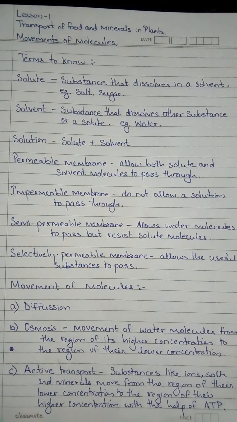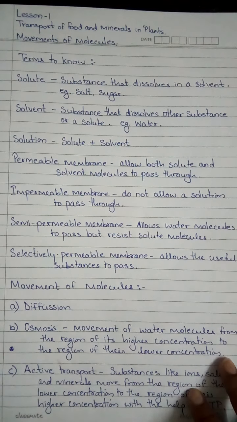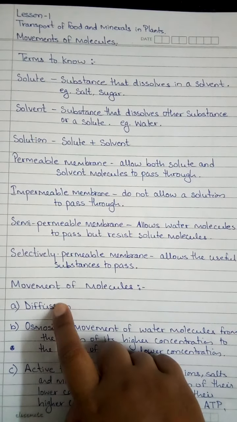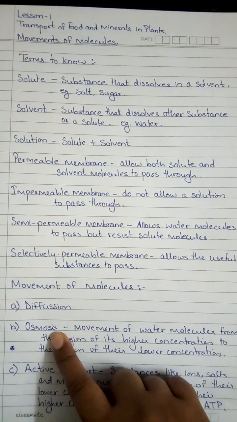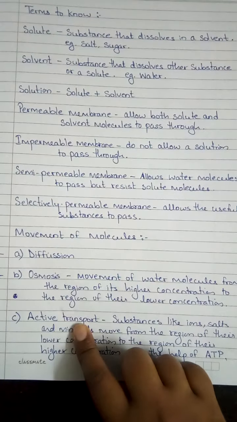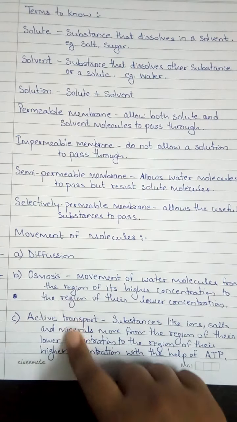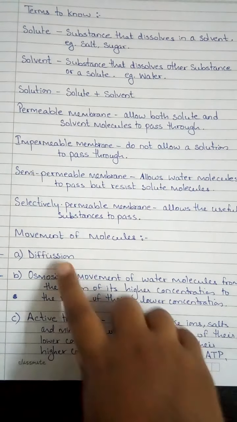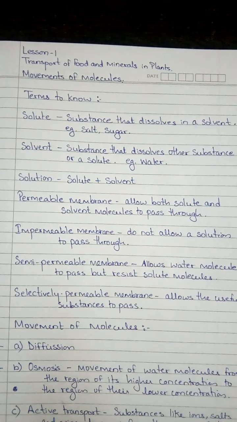So this movement of molecules from outside of the root to inside of the root is carried out by three processes, that is diffusion, osmosis and active transport. So we are going to see one by one. Okay, so the first one is diffusion. Diffusion simply means mixing of things. Okay, simply two things mixing and the concentration becomes equal.